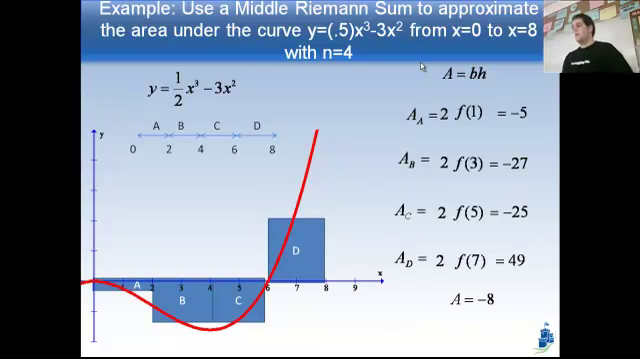For the answer, should you write that the area for the middle Riemann sum is negative 8? Yeah, that's a fine way to do it. Does it actually give you the area? It's an approximation. You can see this one's not that good because of how far off it is.